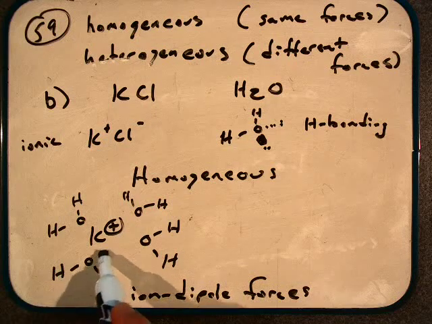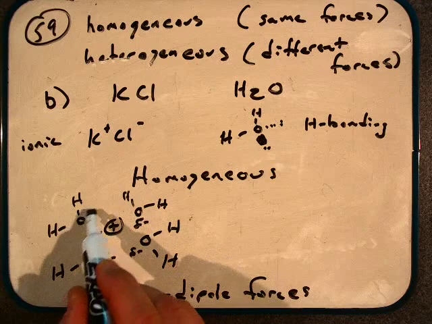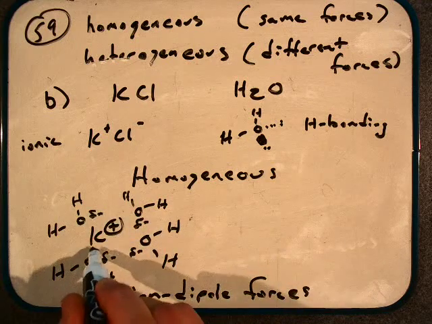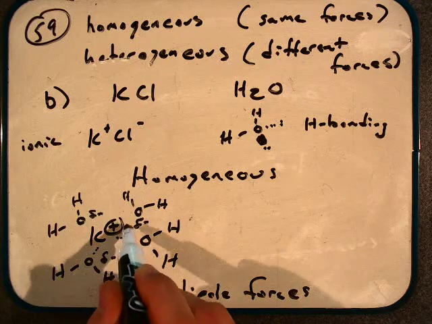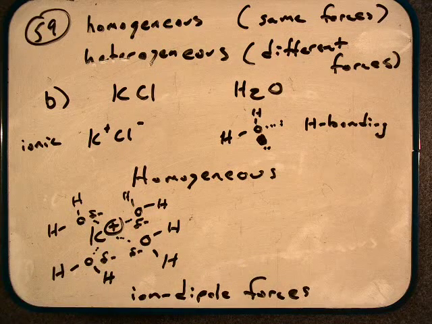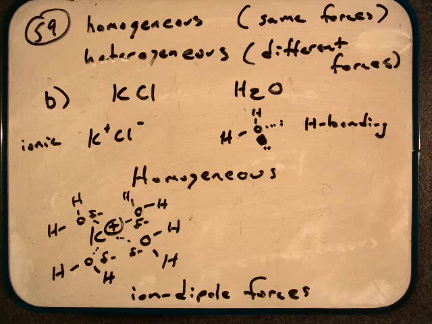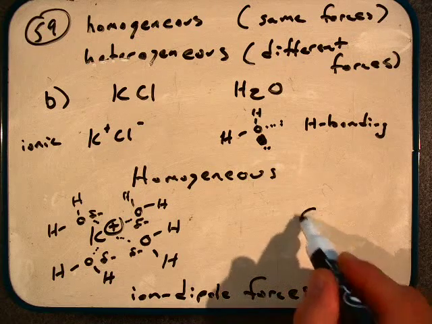And so what we see is that the delta minus of the water completely surrounds the positive cation of potassium. And so that is the ion dipole. We have the ion potassium interacting with the dipole of water, and that water completely surrounds that potassium, and that is why we get a homogeneous solution.